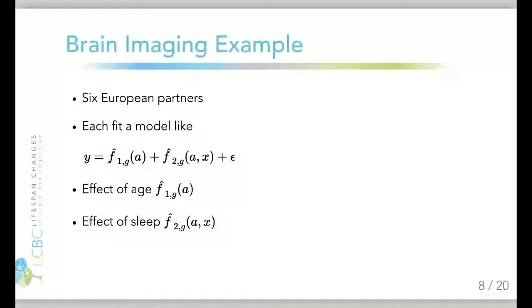So the question here is, do people who sleep more or less, or worse or better, have a different lifespan development of the hippocampus? One of the reasons why this is important is because the hippocampus is responsible for some of the problems that happen, say, in Alzheimer's disease. And you also see in these diseases that the sleep pattern is altered. So we're interested in understanding this relation.